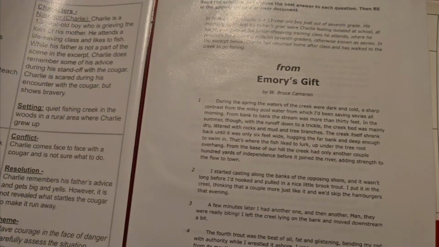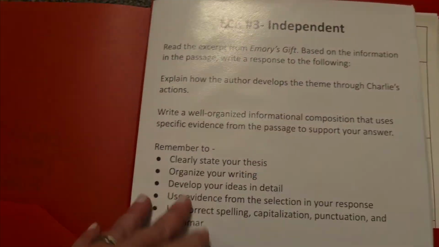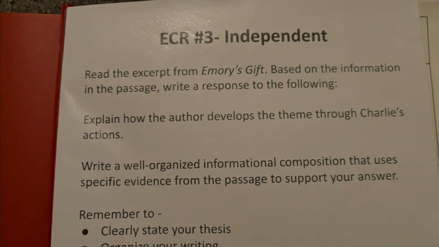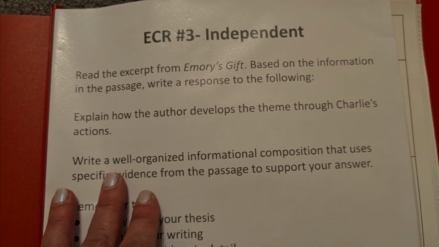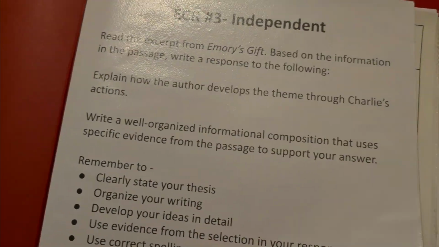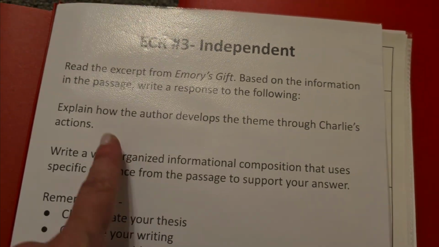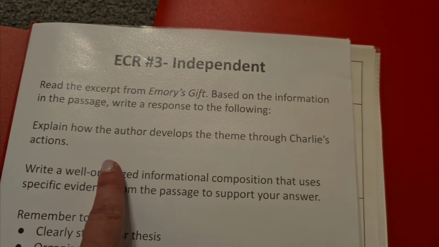So once you've analyzed it and you've read it to them, the next step is to dissect the prompt. So I would give the kids a copy of this prompt. This one is from my English 1. This is from English 1, one of the resources that I have in the VIP bundle, Emery's Gift. It's a fiction story. It was a previously released STAAR passage. So the prompt: explain how the author develops the theme through Charlie's actions.